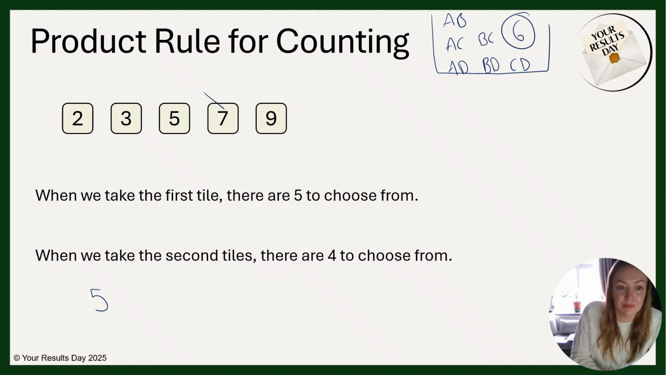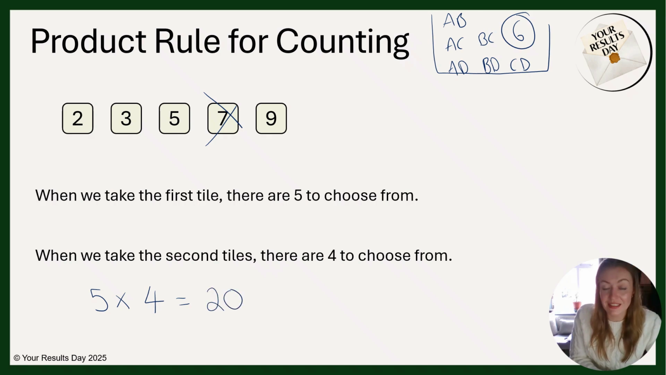And let's say I did pick the 7. Okay, got it. When I come to choose the second tile, I've got 4 left to choose from. Product means times. 4 times 5 tells me that if I'm going to pick 2 counters from here, there will be 20 combinations that we can pick from. And that makes sense. We listed those 20 combinations on the slide before.